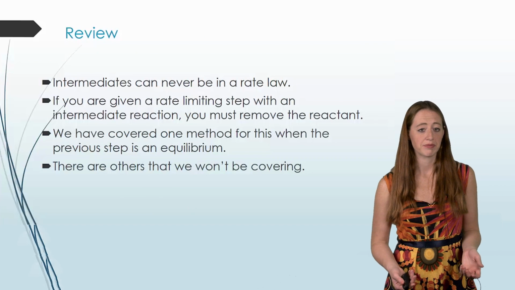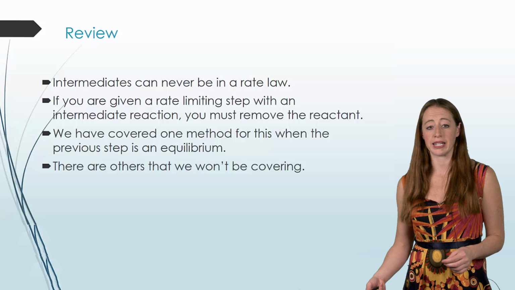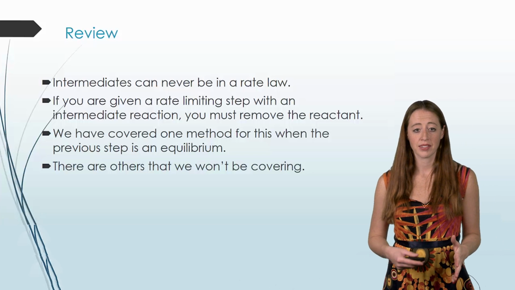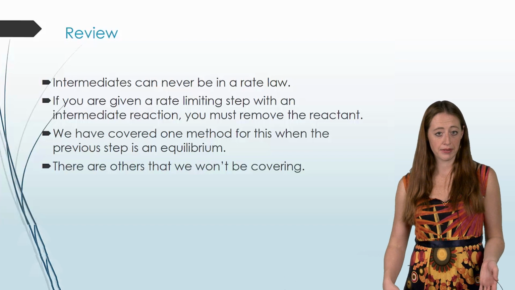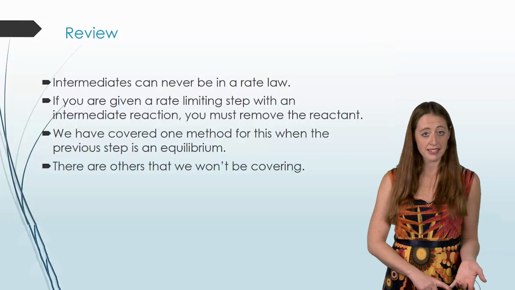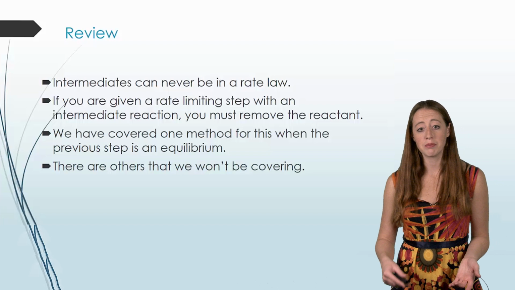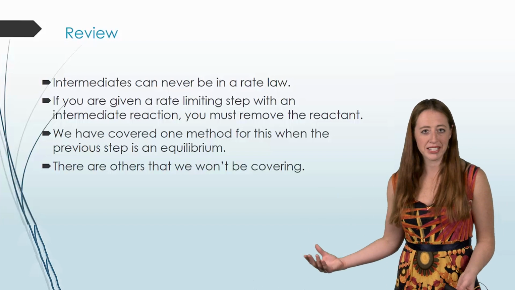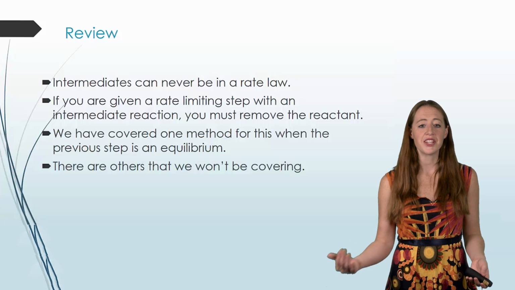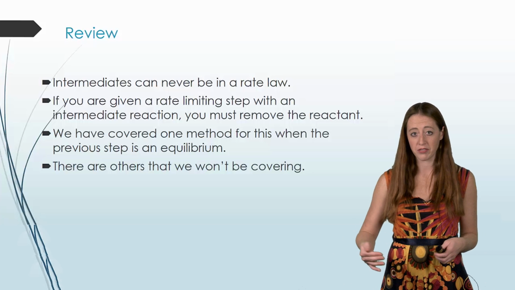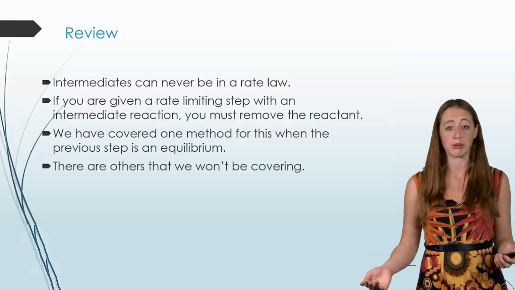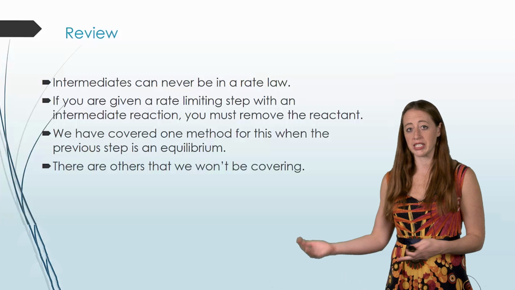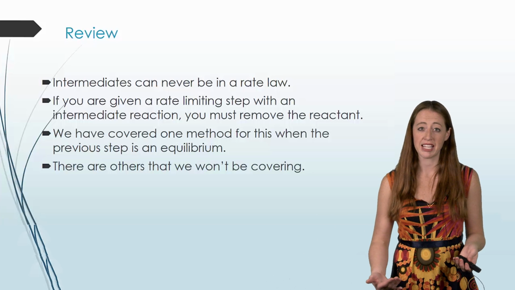So as a quick review, the intermediates can never be in a rate law. We need to make sure that whatever we do, we get rid of these. If you are given a rate limiting step, which has intermediates as a part of the reactants, you must remove that reactant. We can't just take it away because that was an important part of the rate law. And so what we can do is, if our first step or our step before that was an equilibrium, we can use the definition of equilibrium, that the rate of the forward is equal to the rate of the reverse, to help us out.